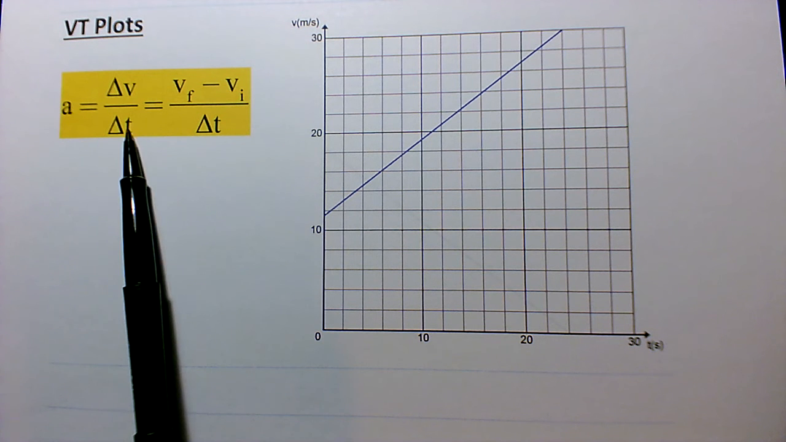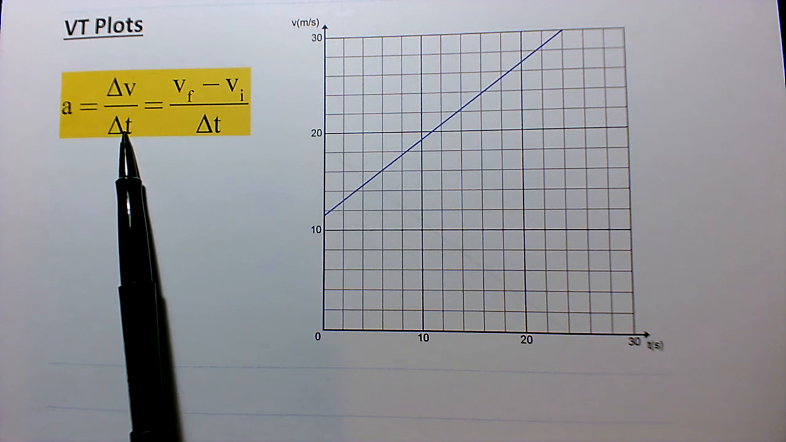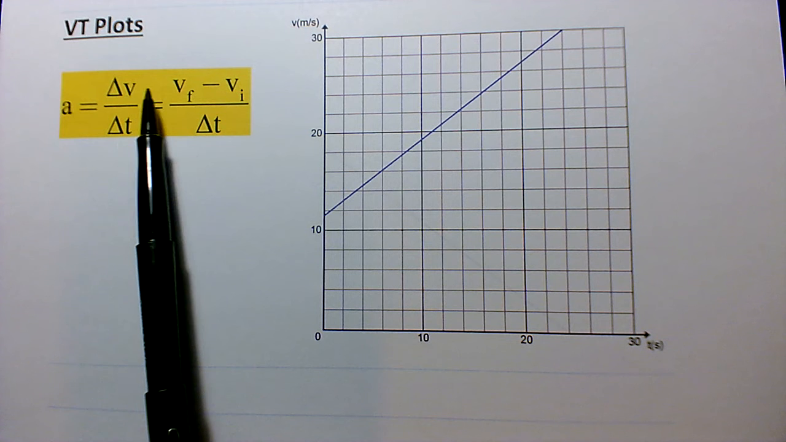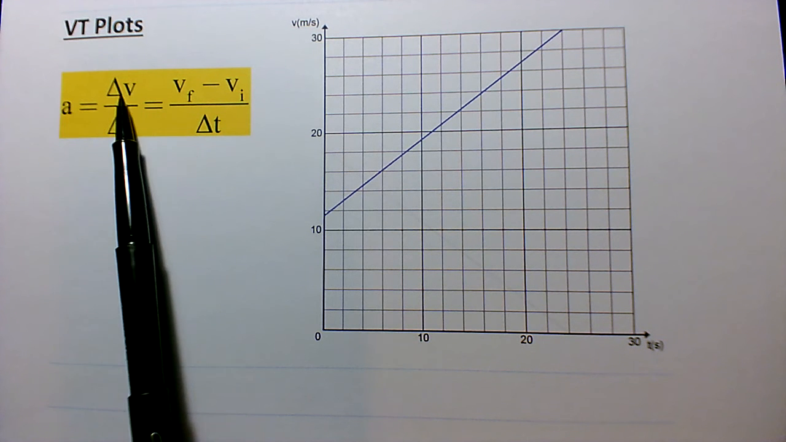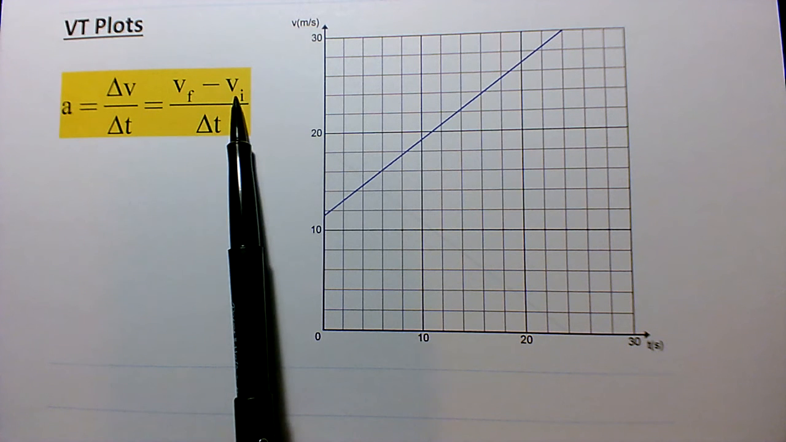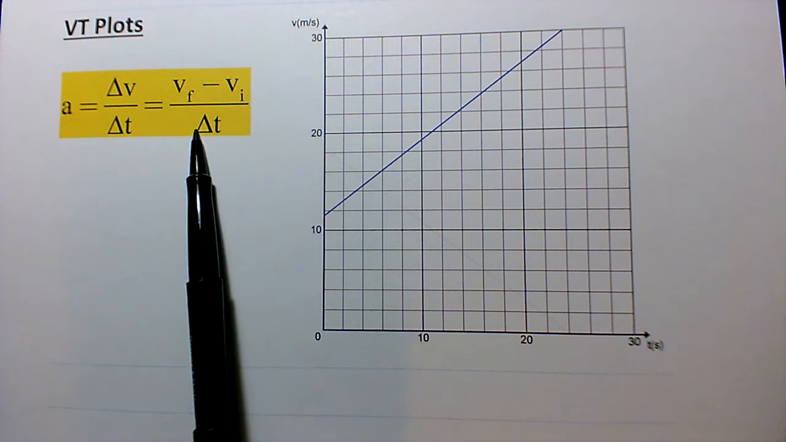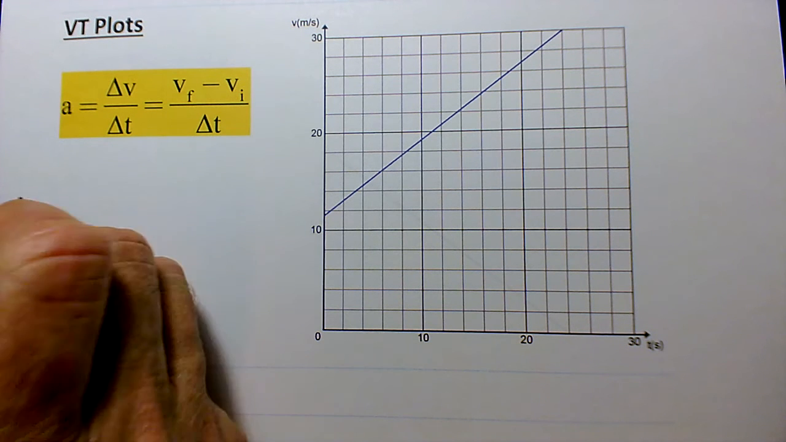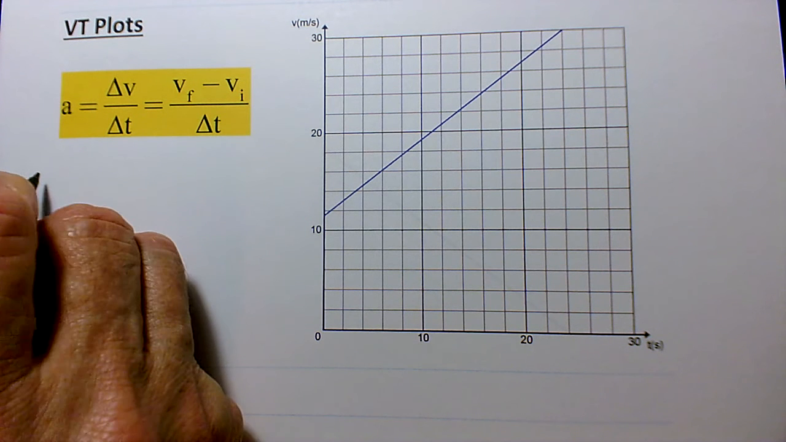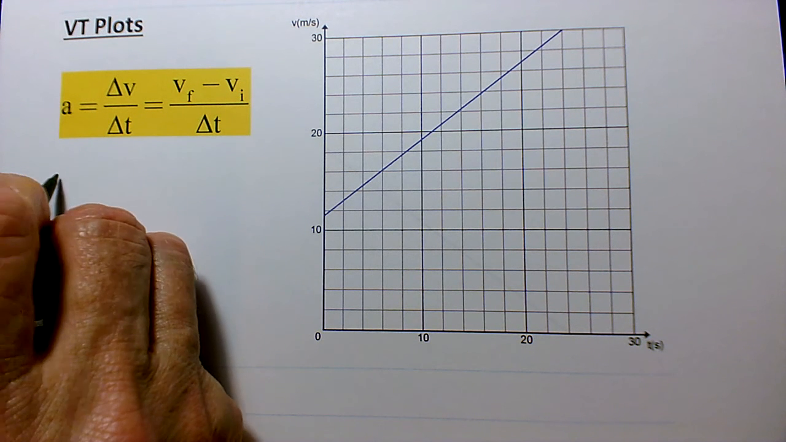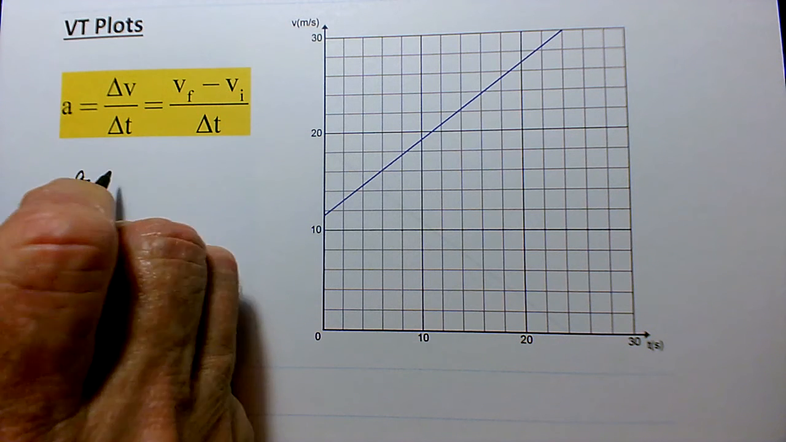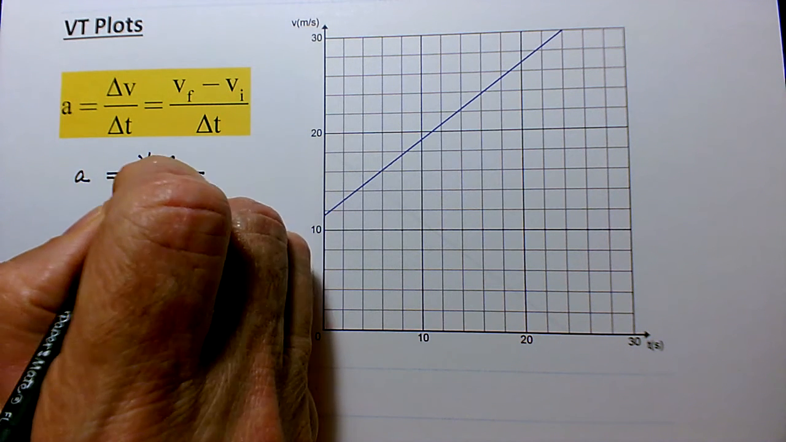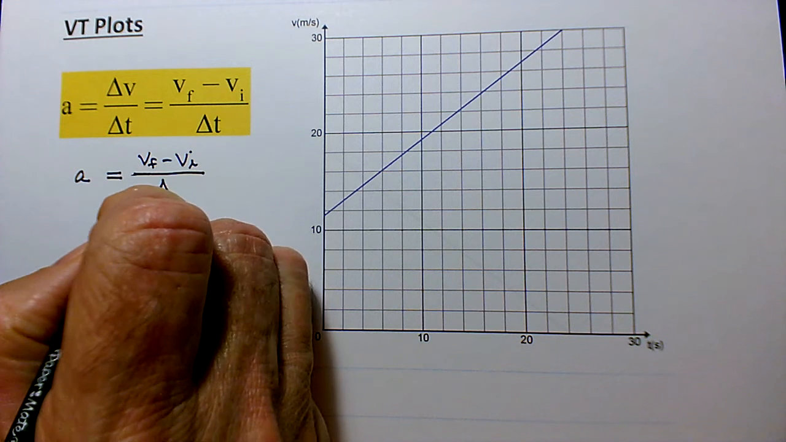Delta V over delta T, change in velocity over change in time, rise over run. And so I'm going to start out by expanding delta V into V final minus V initial. And using this end and this end, I'm going to derive another equation of motion, a linear function of time. So A is equal to V final minus V initial over delta T.